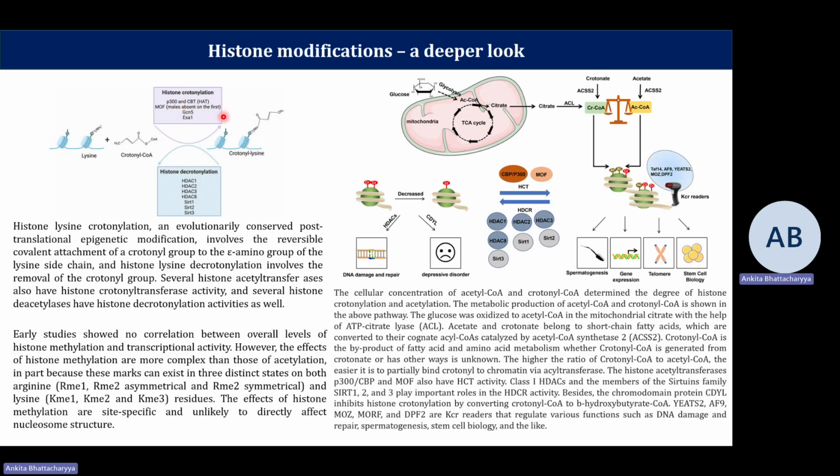HATs like P300, CBP, which is a HAT, GCN5, ESA1, we saw these. And some decrotonylases are also functional as histone deacetylases, like HDAC1, 2, 3, HDAC8, SIRT1, SIRT2, SIRT3, etc. Earlier studies showed no correlation between the overall levels. Okay, we'll come to that later. This brings up methylation. We'll finish this part before that.